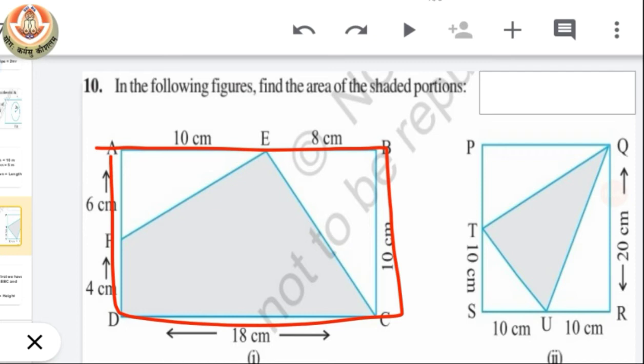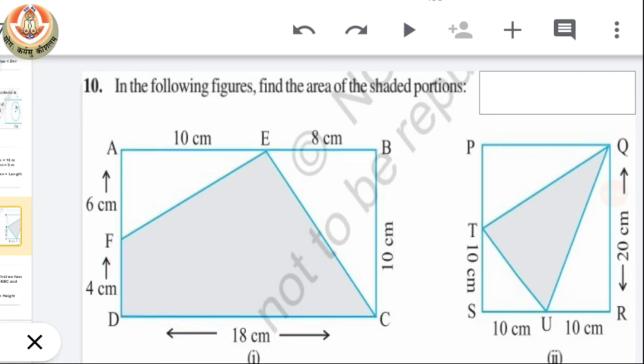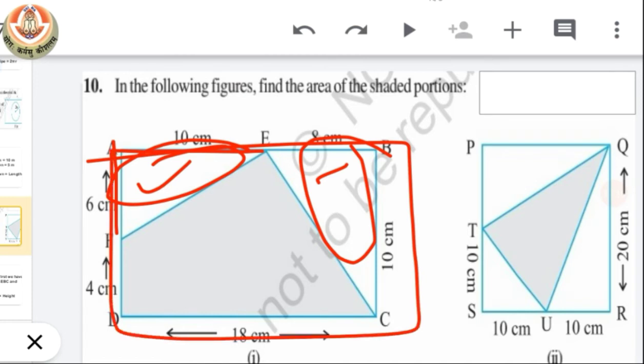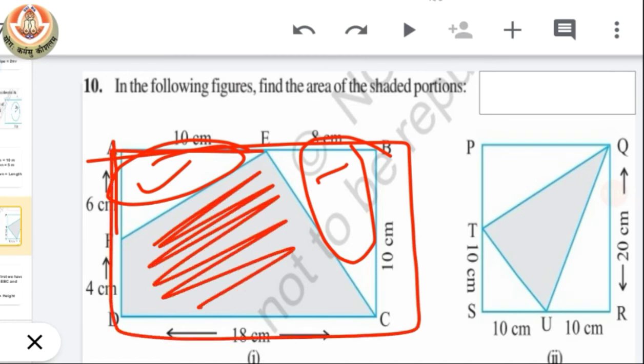Then we will do one thing. We will find the area of this triangle. Now we know that the area of a triangle is half into base into height. So it is its base, and this will be its height. So we can easily find the area of this triangle. Similarly, we can find the area of this other triangle. Then we will add these areas and subtract their sum from the area of this rectangle, and we will have the area of this shaded portion.